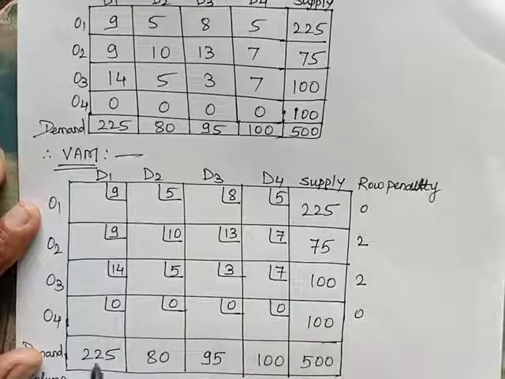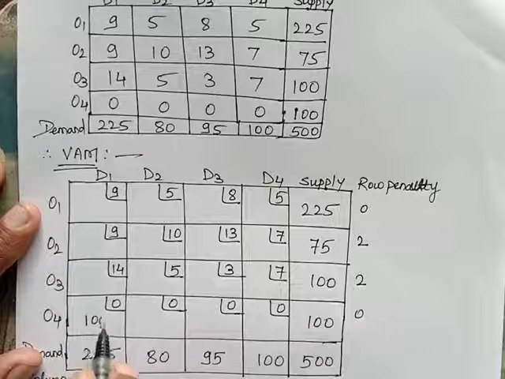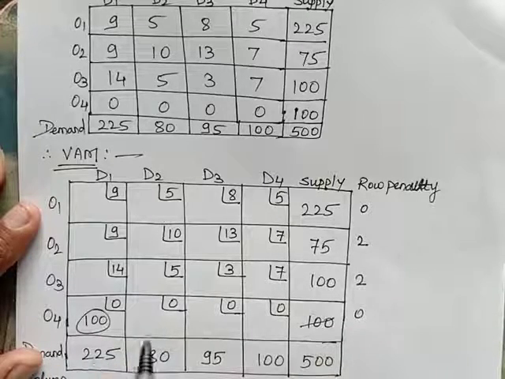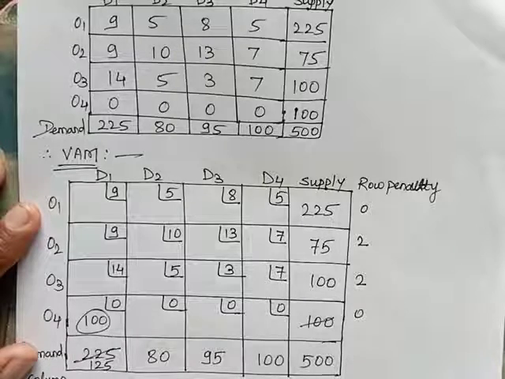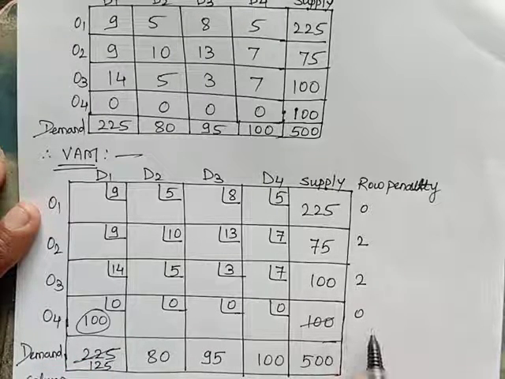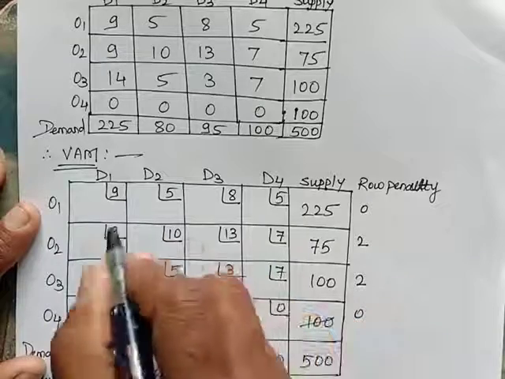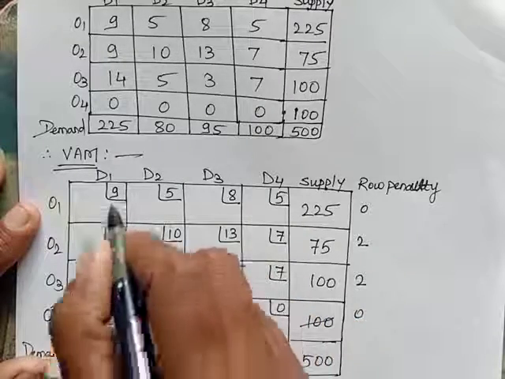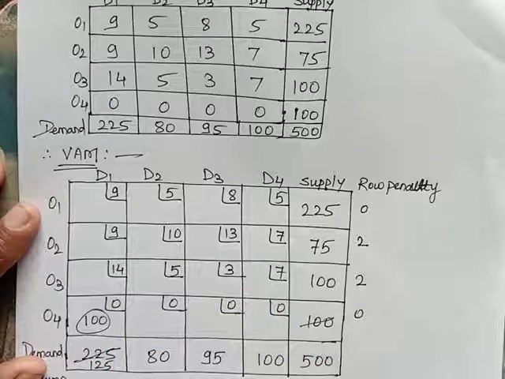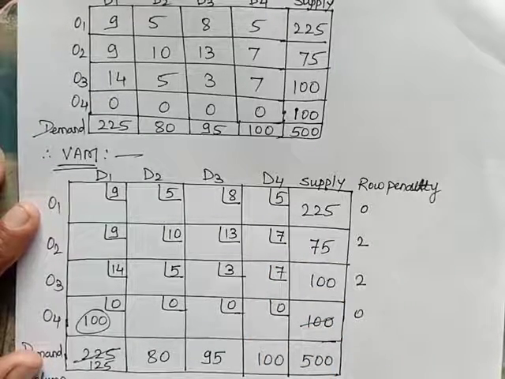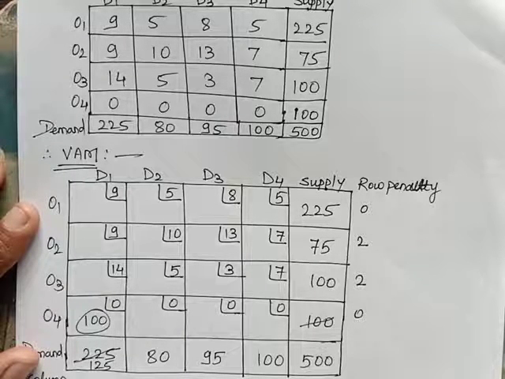So 100 and 225. So the minimum is 100. So I will do the allocation. This is satisfied. Here 125 are left. Fine. Now this row gets cancelled. So the column penalty will change. So now the column penalty is here 0. Here again 0. Here it will be 5 and here it will be 2. Okay. So now which is the greatest one out of the remaining ones? 0, 0, 5, 2.